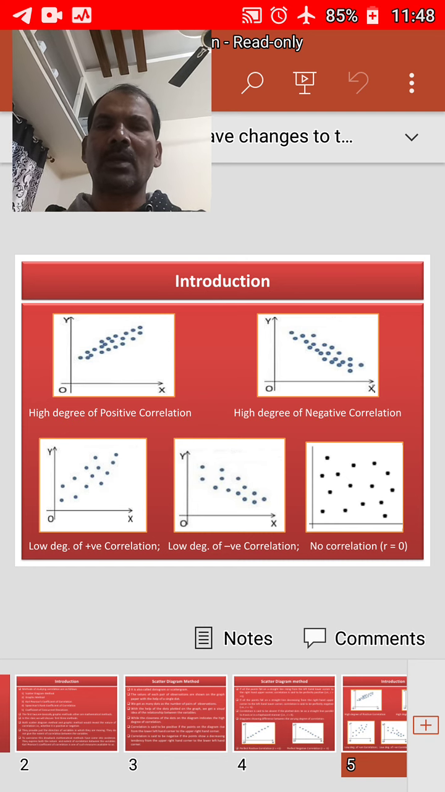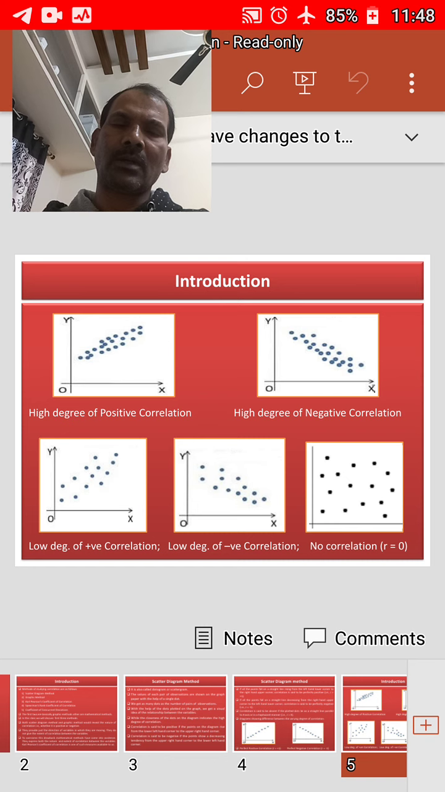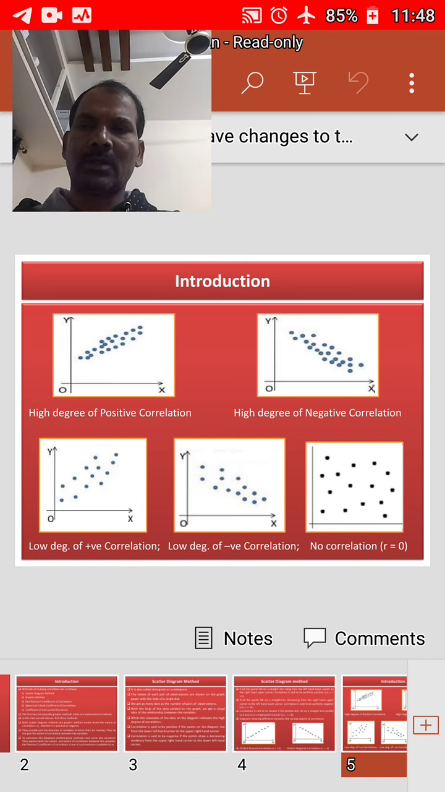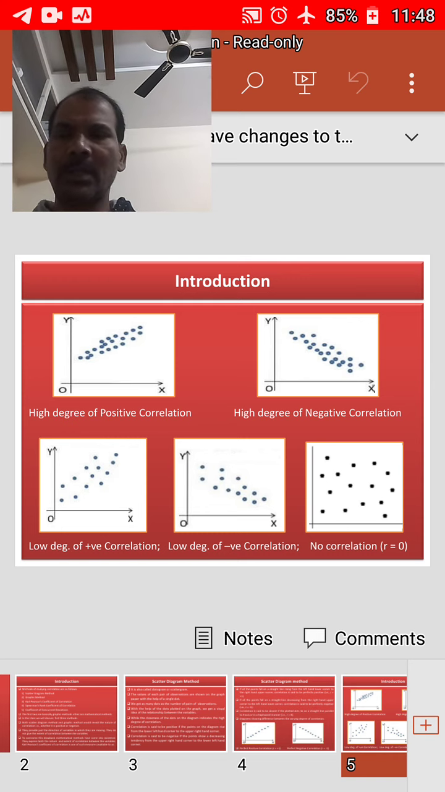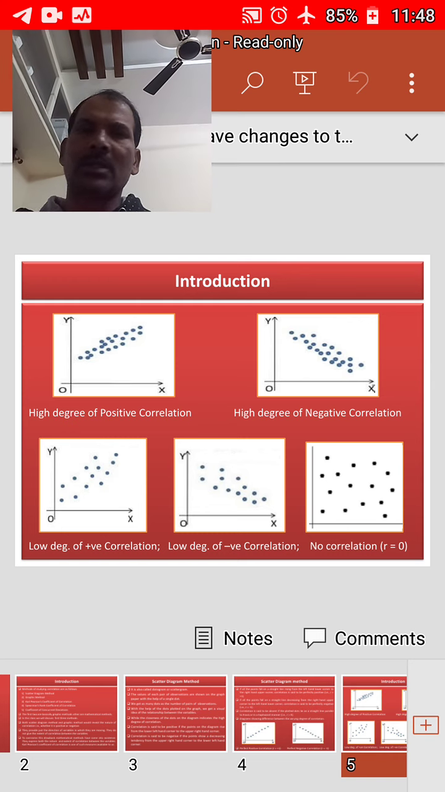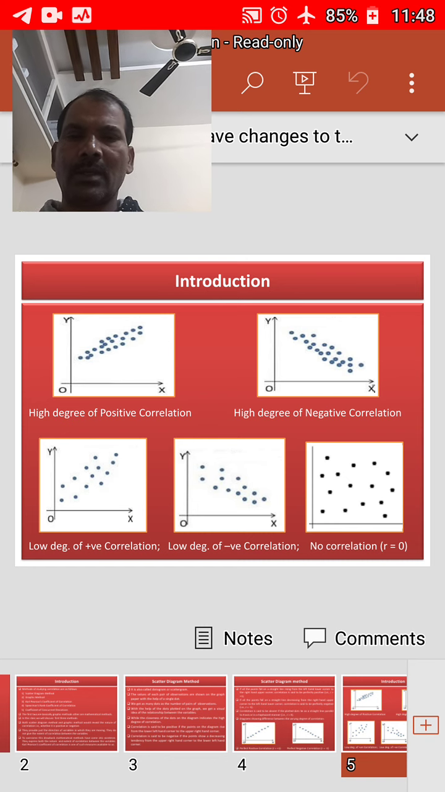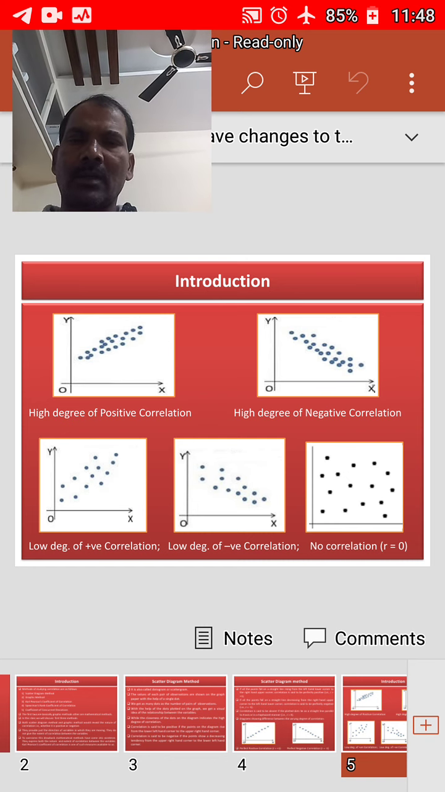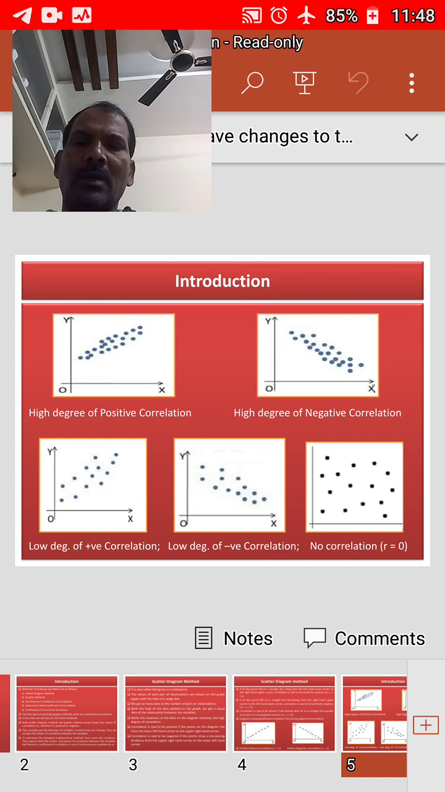Whereas in the case of the upper left corner to the lower right corner, when the dots are moving, a high degree of negative correlation can be estimated, right? Next, lower degree of positive correlation. When the dots are not in linear form, they are moving away from one another, so a lower degree of positive correlation can be shown.